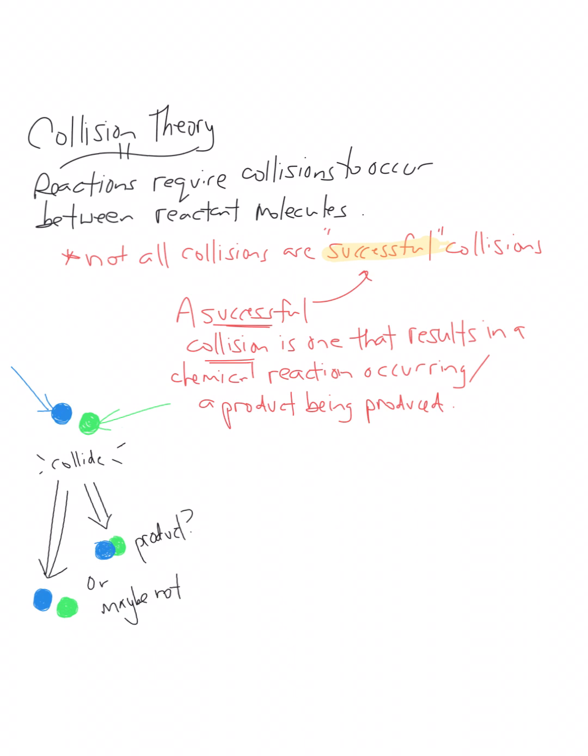So a successful collision, as it says here, is one that results in a chemical reaction occurring or a product being produced. So for example, if we look at the green molecule here and the blue molecule here in this little scenario to the left, we're saying that they have to collide in order for a reaction to happen. And even if they collide, it may go ahead and produce a product, or it might not produce a product, and they just might go back to their original reactants. So let's look at what can help determine that.